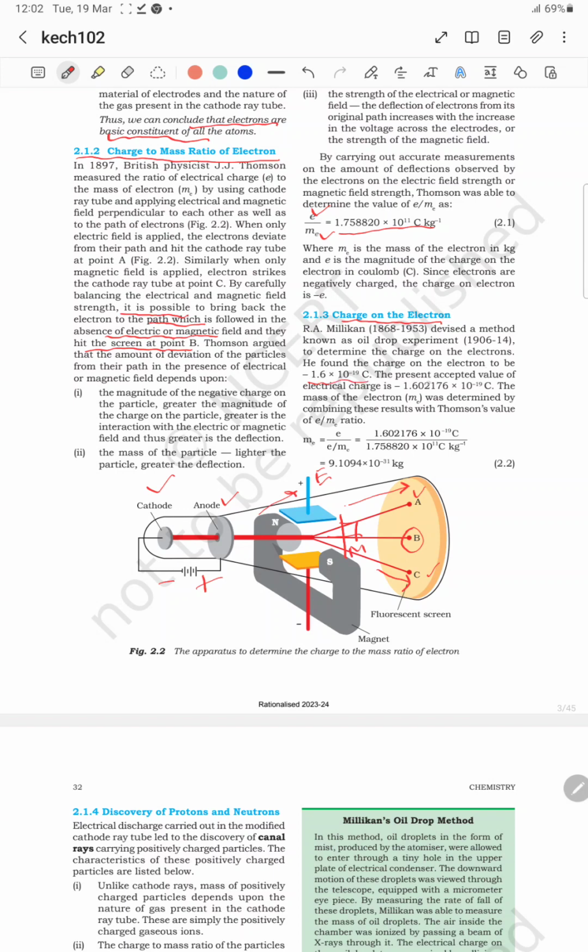The present accepted value of the electrical charge is -1.602176 × 10^-19 coulomb. The mass of the electron was determined by combining these results with Thomson's value of e/m ratio. So here we are able to find out the mass of the electron as 9.1094 × 10^-31 kg.